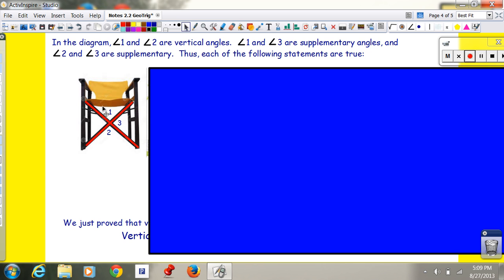That's true because they're straight lines. Remember, straight line, two together make supplementary. And angles 2 and 3 are supplementary. Those 2 and 3 also make the straight line here. Thus, each of the following statements is a true statement.